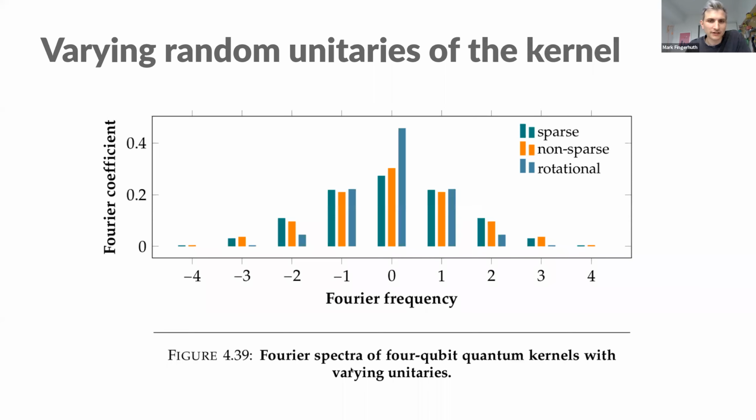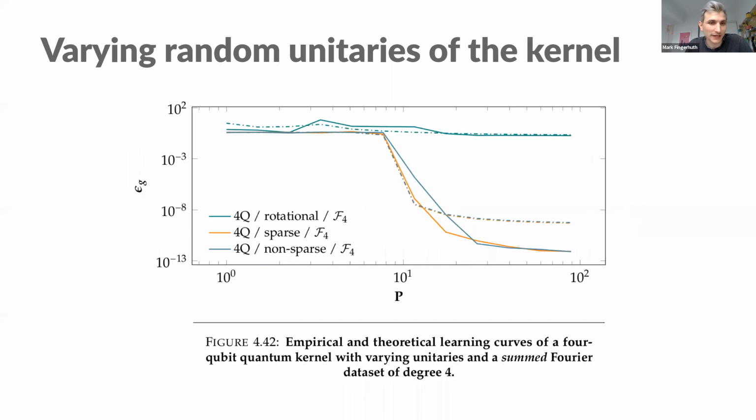So once again, we can look at the Fourier decomposition given these 3 different types of random unitaries. And we can see that, for example, in the rotational case, we barely get these higher order frequencies. Whereas the non-sparse unitaries allow us to increase the eigenvalues of these higher order frequency components, allowing us to access them in a more convenient way. Which, without showing you all the other plots again, is again predicted by our theoretical learning curves.